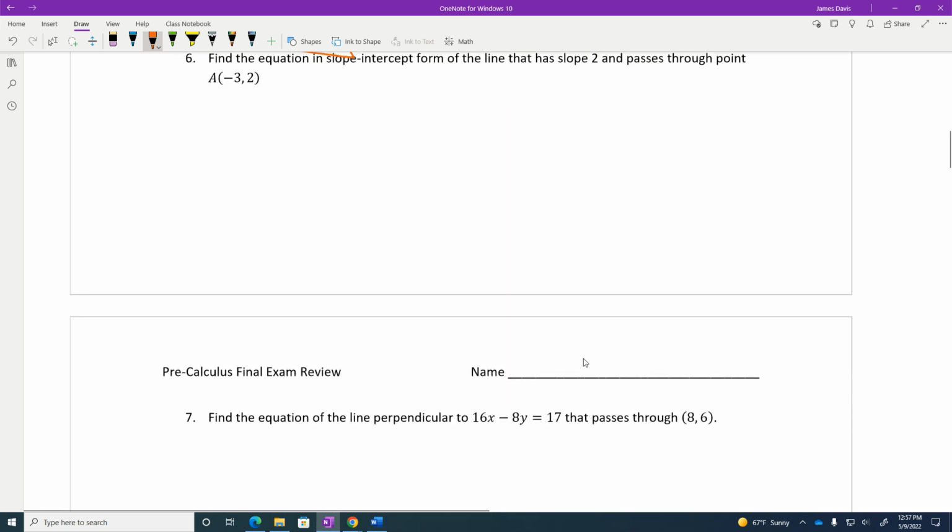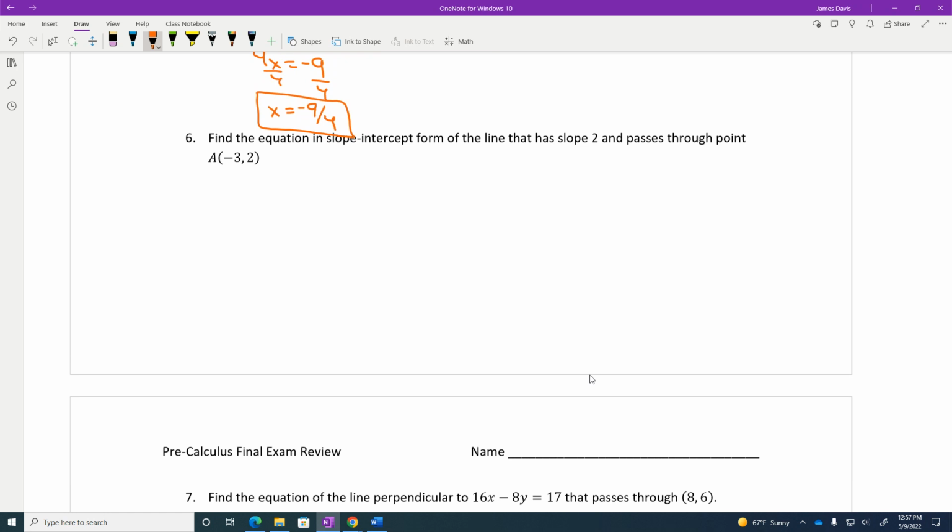The next one tells us to do slope-intercept form. So hopefully you know that. That's like 7th grade math, right? Slope-intercept form. Y equals mx plus b.